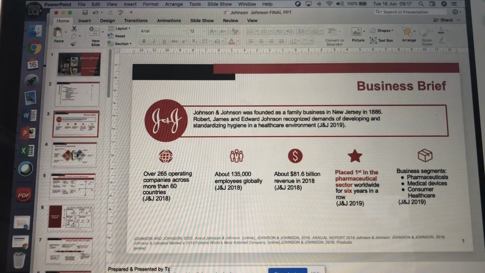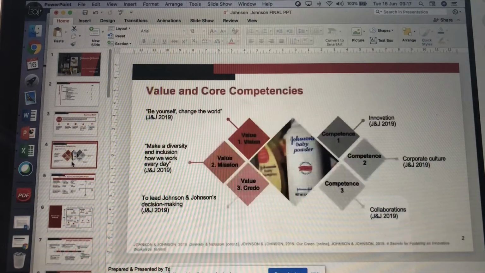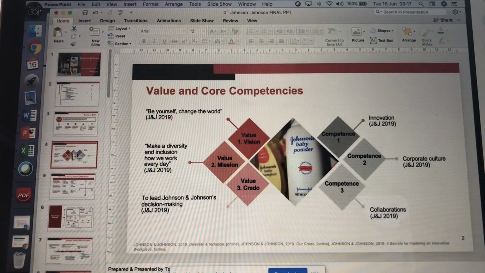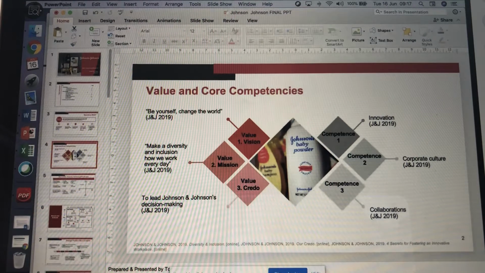And then besides the business brief, we can talk about the core values and competencies. What do they care about?